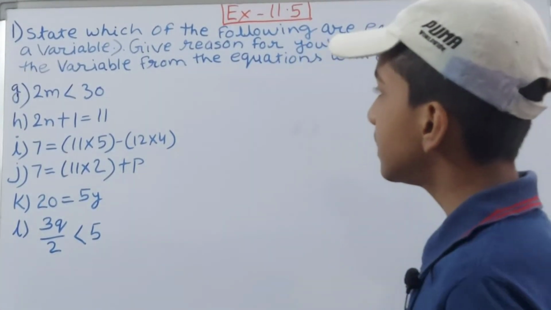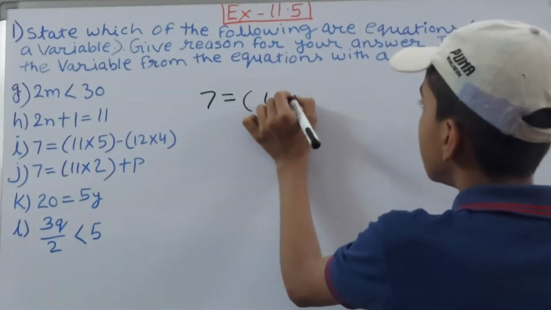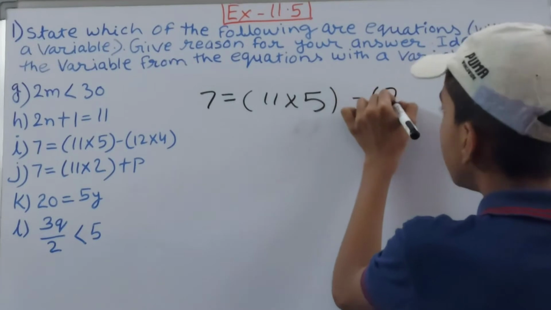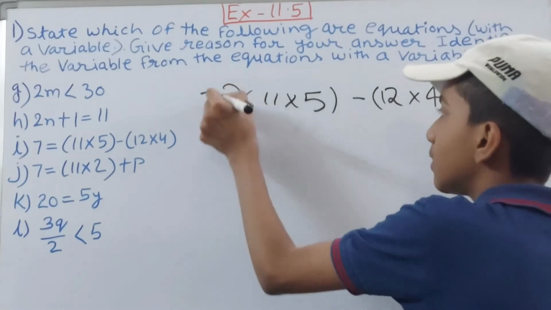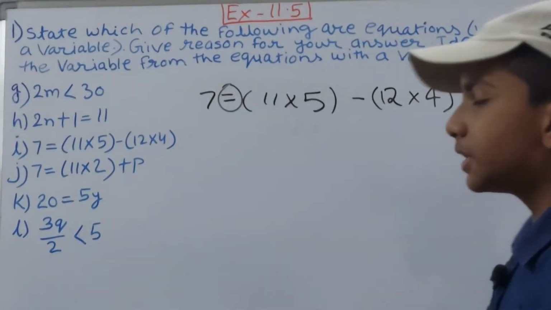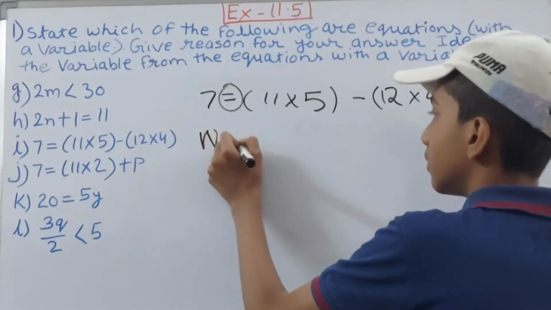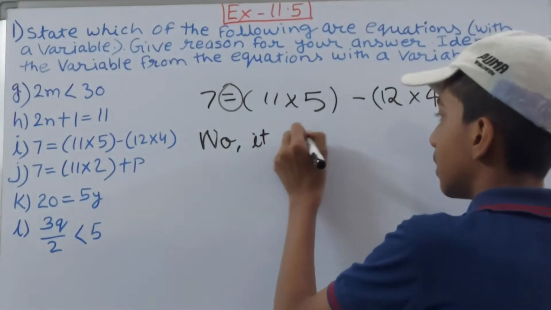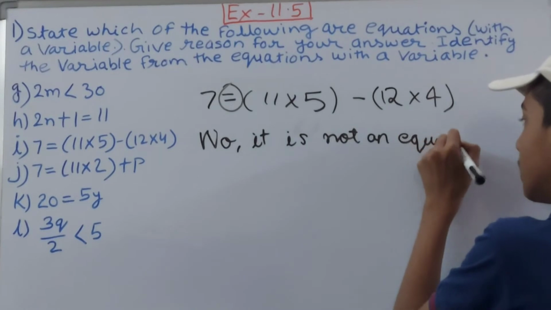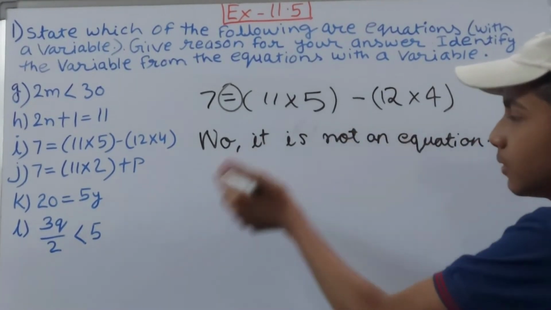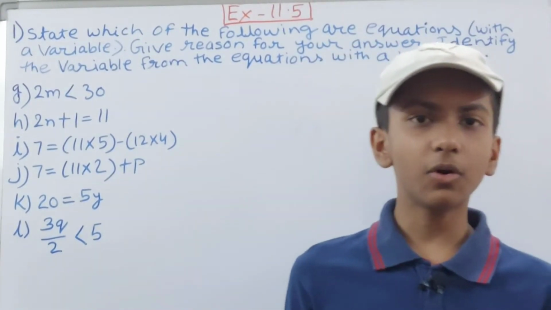Now next part is this one, I part, and that is 7 is equal to 11 multiplied by 5 minus 12 multiplied by 4. Again if you see here, this is the equal sign, and do you find a variable anywhere over here? No. So that means again no, it is not an equation, okay, with a variable, because there is no variable in this. Let's move on to the next part.